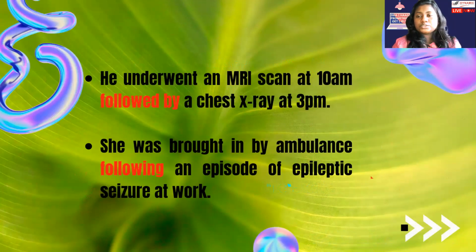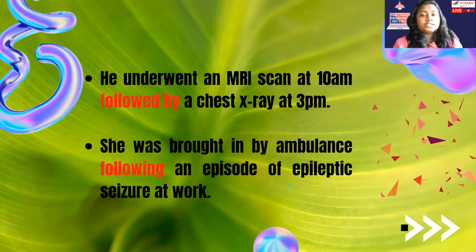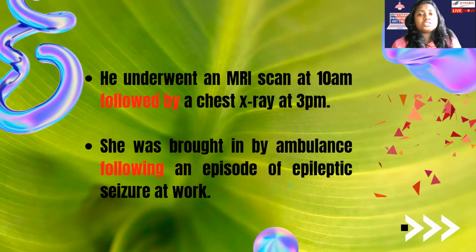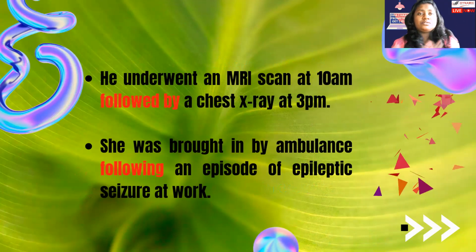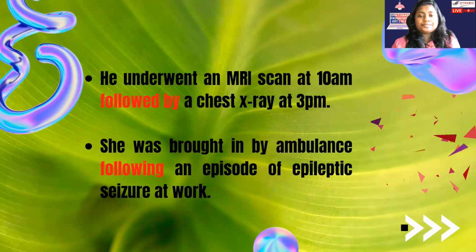The first example, related to "followed by": He underwent an MRI scan at 10 a.m., followed by a chest X-ray at 3 p.m. That means first he underwent, it's already over, the MRI scan, then he underwent the chest X-ray. So the first event that happened is the MRI scan, then the X-ray. So: MRI scan followed by chest X-ray.